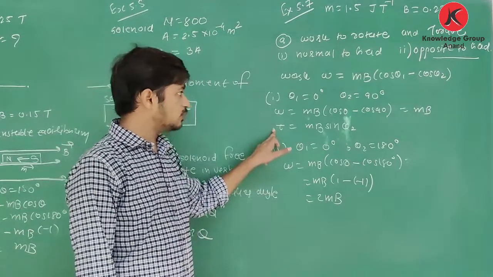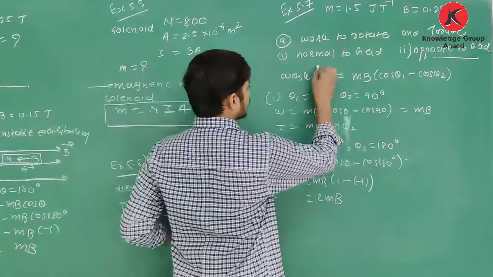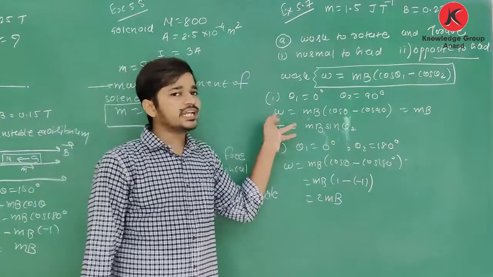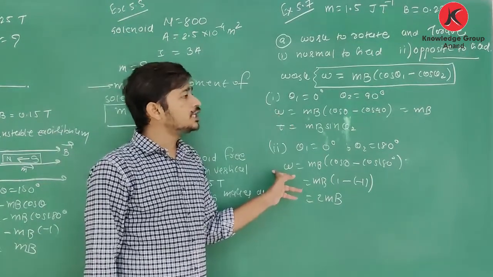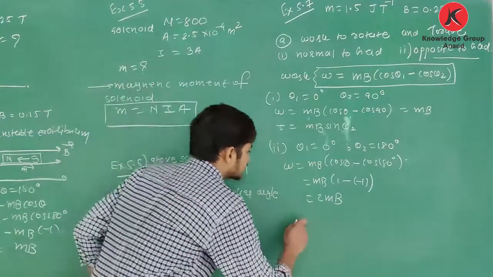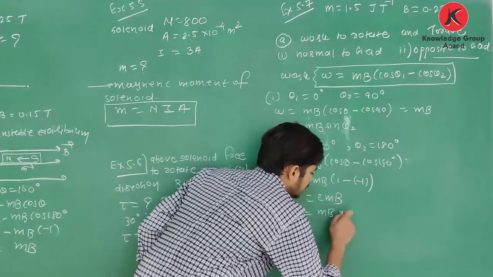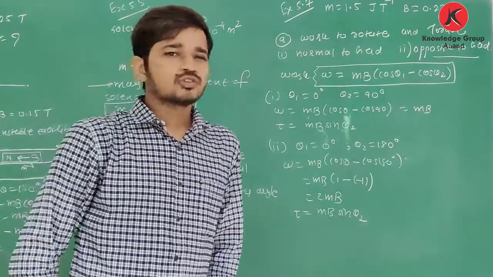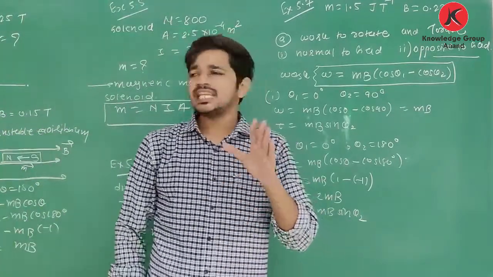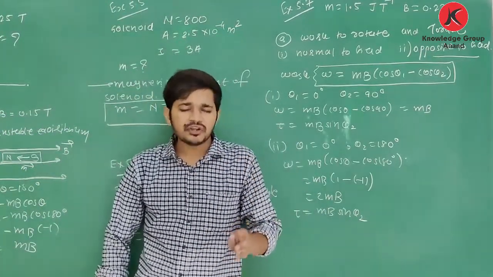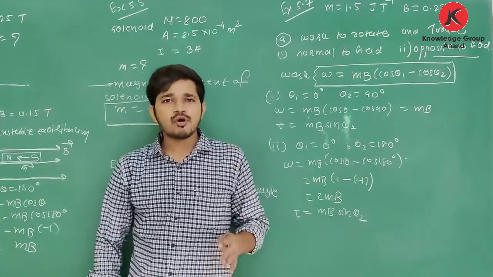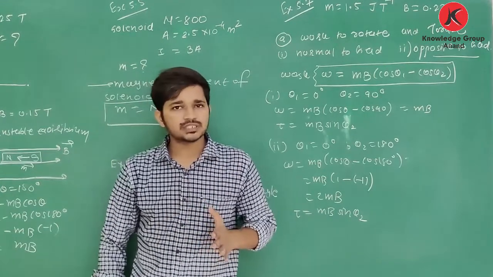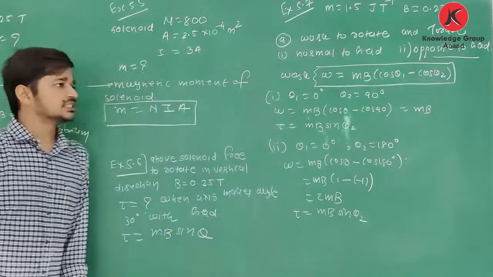So you have to remember this equation of work: W is equal to mB (cos theta 1 minus cos theta 2), to rotate normal to the field or opposite to the field. The torque in this case, tau, is equal to mB sin theta. If you know the equation of torque and the equation of potential energy of a magnetic moment, then you can easily calculate these questions. Clear about this? Now we will see the next questions.